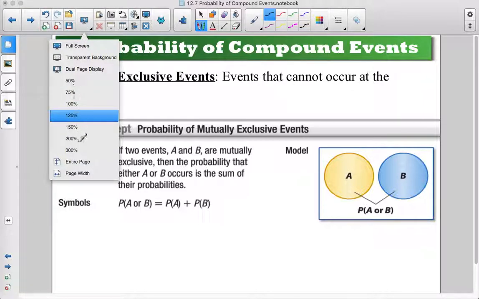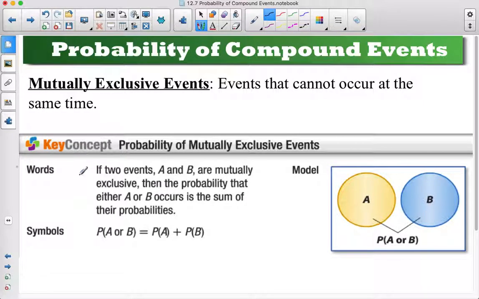The second part has to deal with what are called mutually exclusive events. Now we're talking about 2 events, but we're not talking about 2 events occurring one after the other. We're actually talking about 2 events that couldn't even occur at the same time. Mutually exclusive means that there is no overlap. If I drew a Venn diagram of these 2 events, they share nothing in common. It is impossible for them both to occur at the same time.